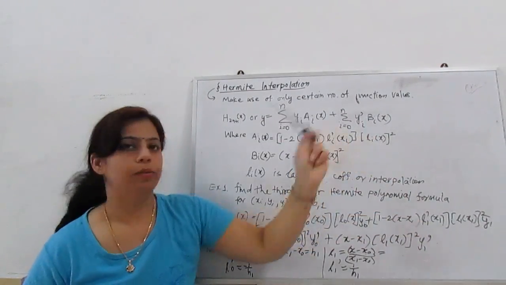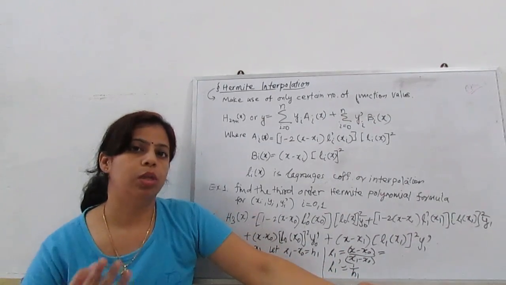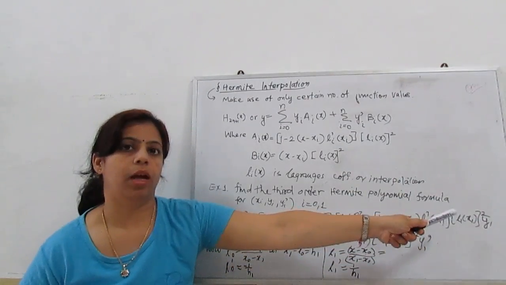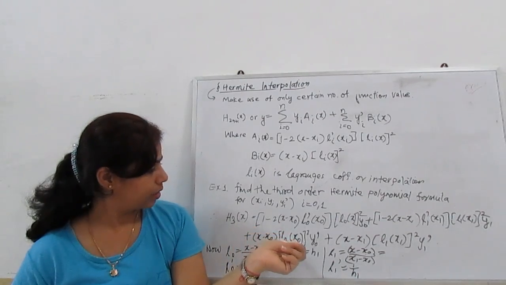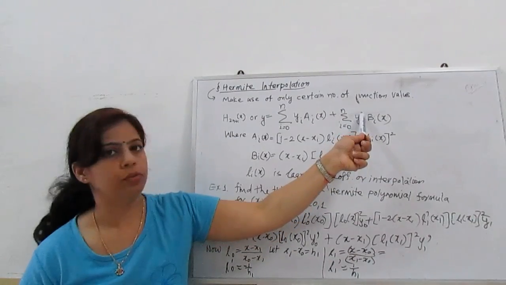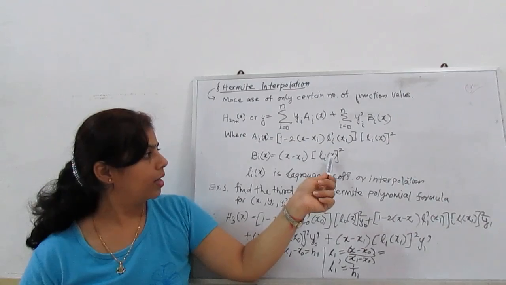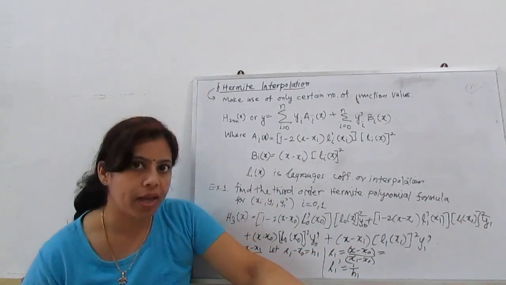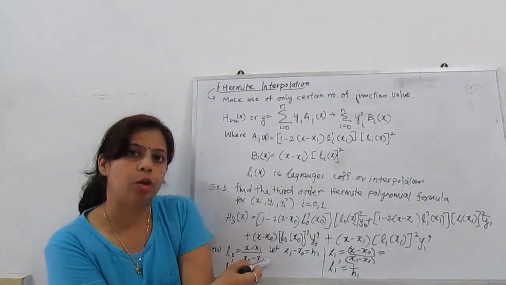Similarly, for 0 and 1; if we want to find 3 points, 0, 1, 2, then we have to go for the x2 term also. Similarly for the B part: (x minus x0) L0(x) square times y0 dash, plus (x minus x1) L1(x) whole square times y1 dash, where L0 is (x minus x1) upon (x0 minus x1).